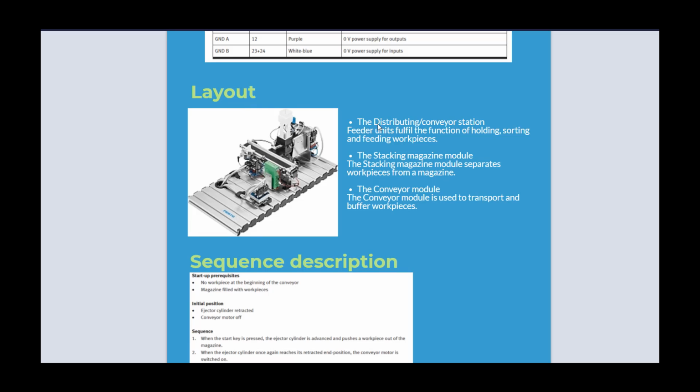And layout, we have three modules. The first one is the distributing station. This station is sorting and feeding work pieces. And the second one, the stacking magazine module, separates work pieces from a magazine, and the conveyor module is used to transport and buffer work pieces.